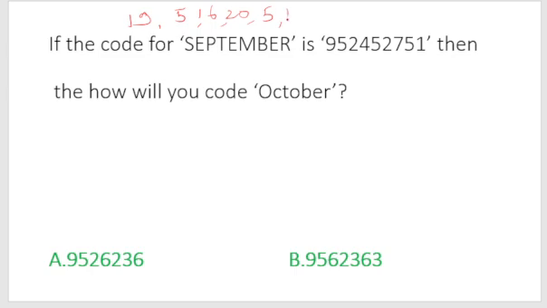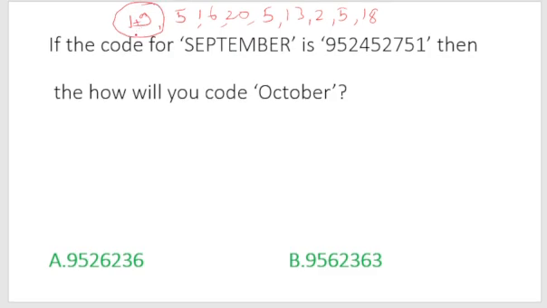T is 20, E is 5, M is 13, B is 2, E is 5 and R is 18. If you check the first letter S, its code is 19, so adding 1 plus 9 is 10, and 1 plus 0 is 1. So the first letter's code is noted at the last. Next is E, which is 5, so E is indicated by 5.